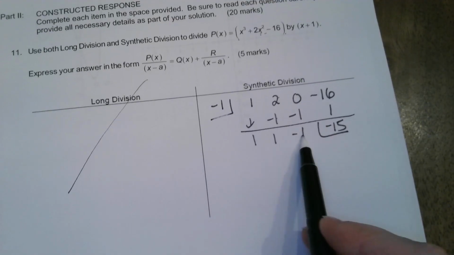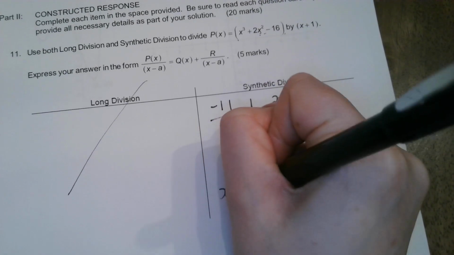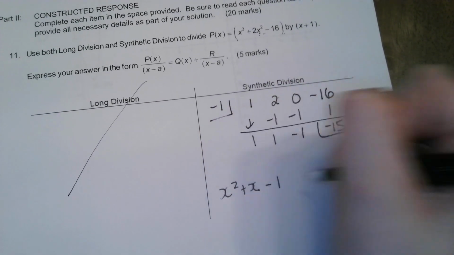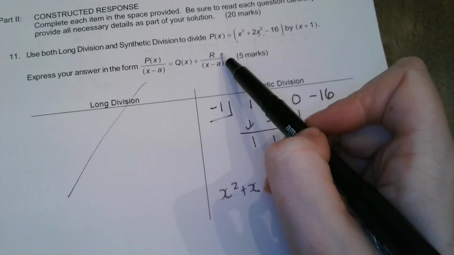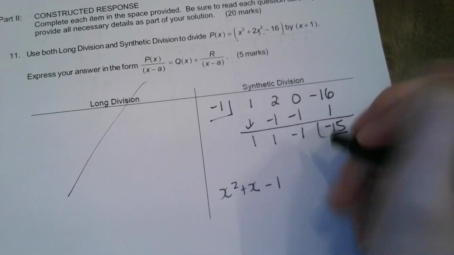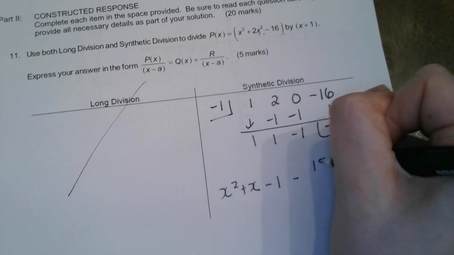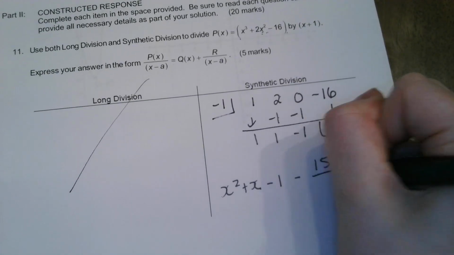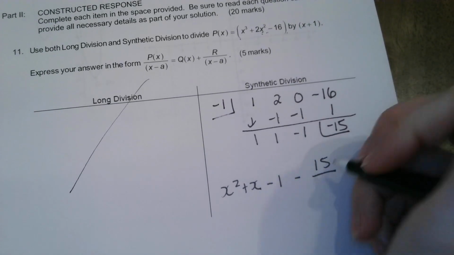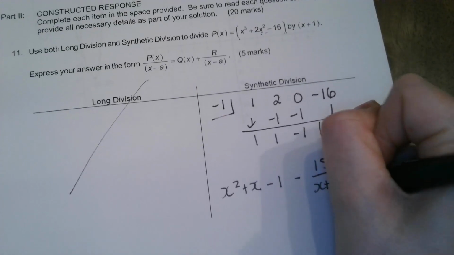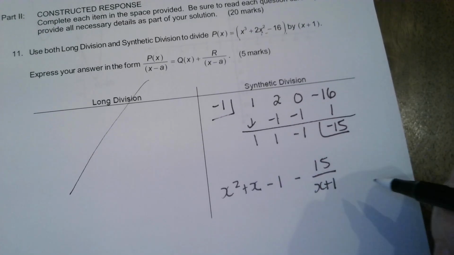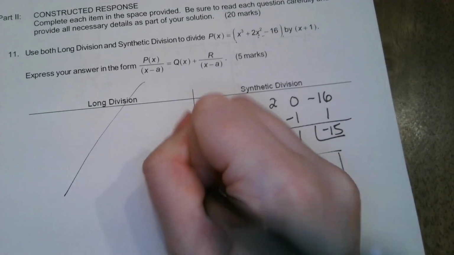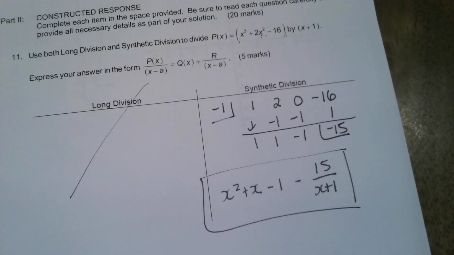Q of x is whatever I get here. My x squared plus x minus 1. Then I'm putting my remainder over what I divided by. So -15. I'm going to change that positive to a negative where it was -15. You could write plus -15 on the top and then have your x plus 1 on the bottom. So this would be your final answer. Beauty.